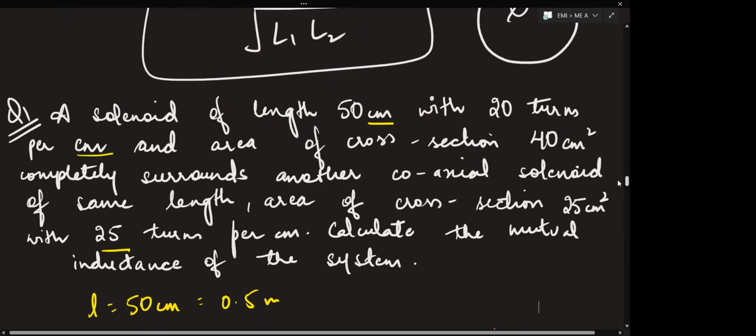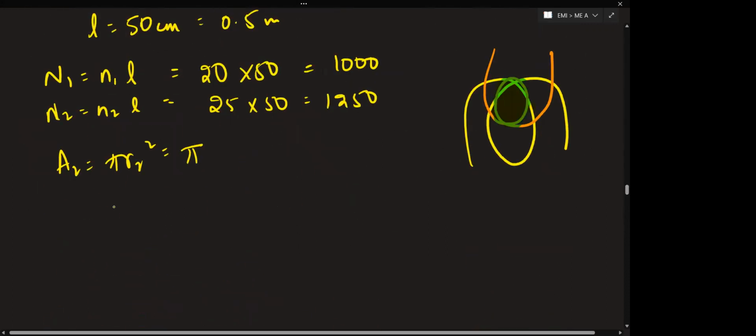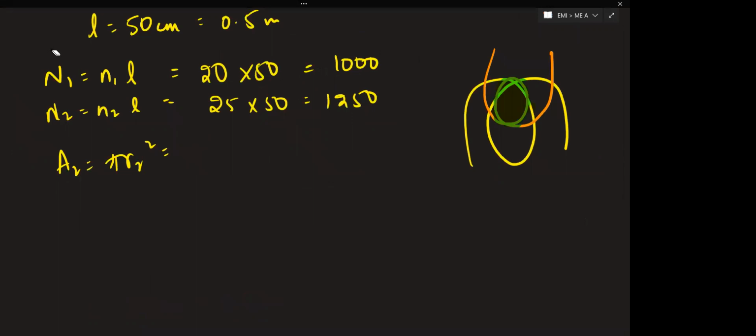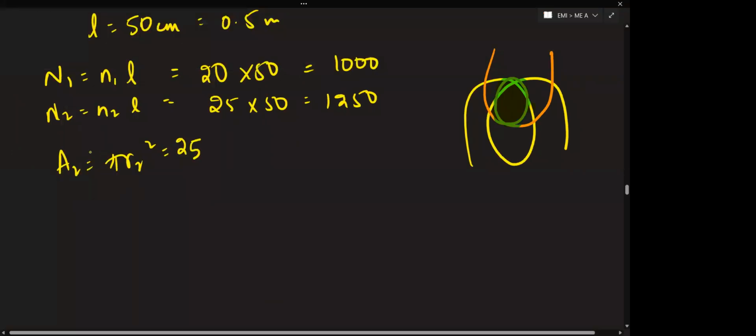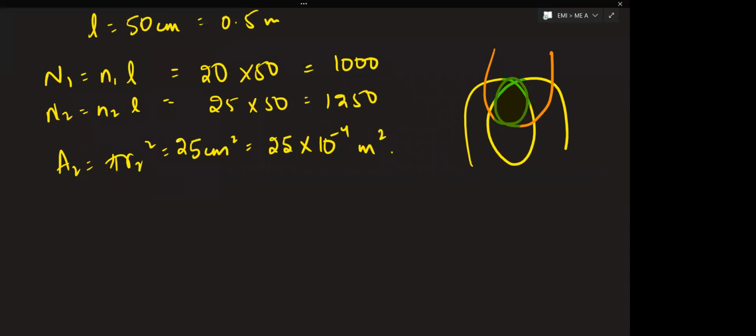Okay, area is given as 25 centimeters square, no need to calculate. So we'll convert this 25 into 25 times 10 to the power minus 4 meters square.